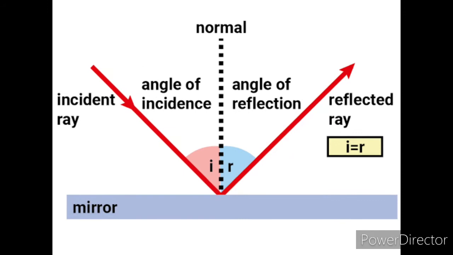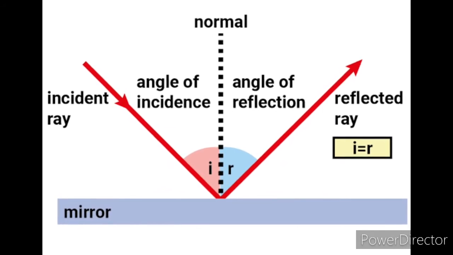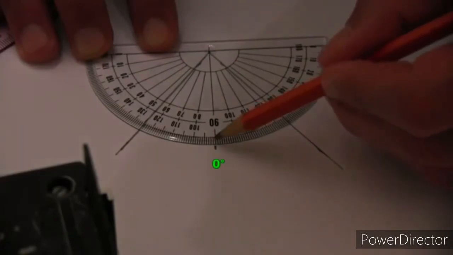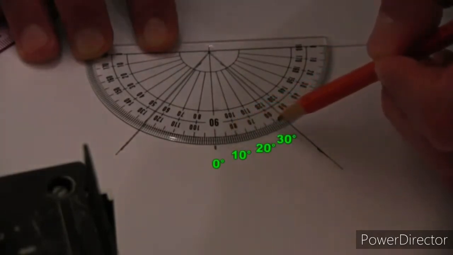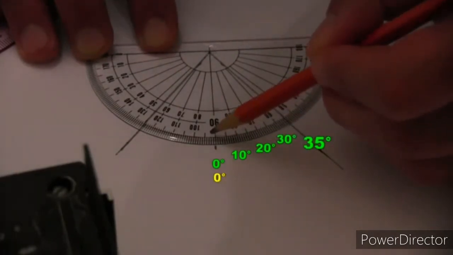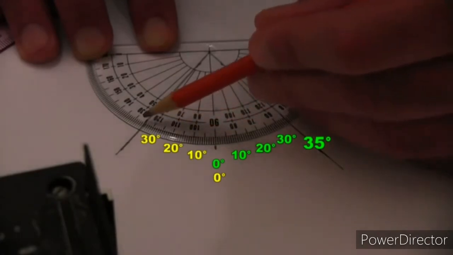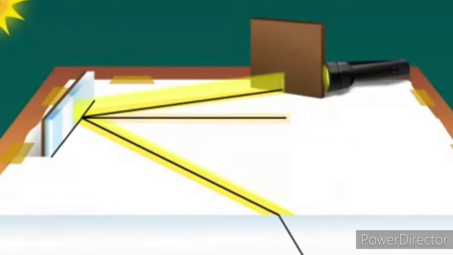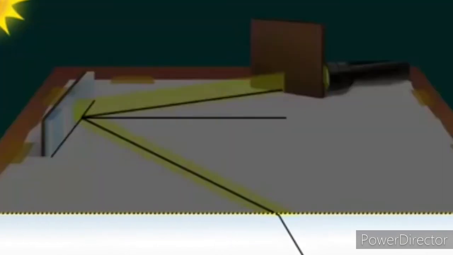Children, can you tell what are the laws of reflection? Okay. First law of reflection is angle of incidence is equal to angle of reflection. Next, second law of reflection is incident ray, reflected ray and normal all lie in the same plane.